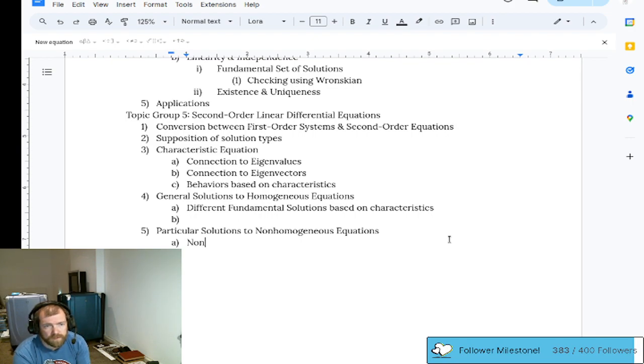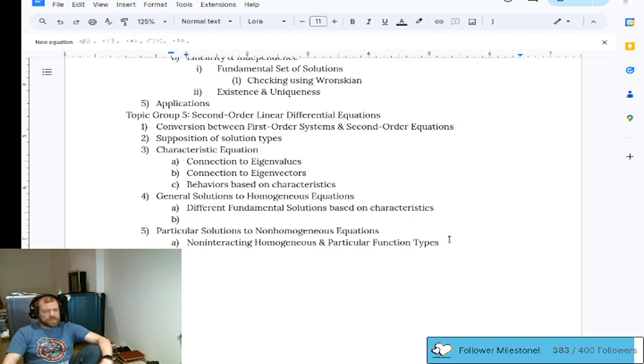Alright, so one is going to be the non-interacting homogeneous and particular function types. So the ones that just come up with something completely different. So we get, for instance, e to the 2x and e to the 3x, and the non-homogeneous portion is literally anything else, just that is not one of those two things.